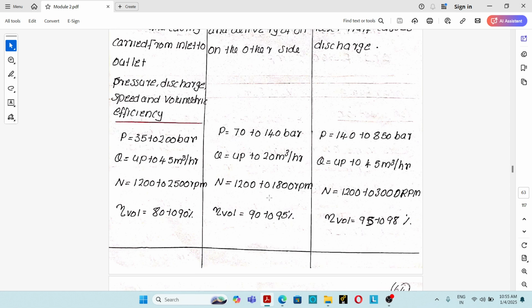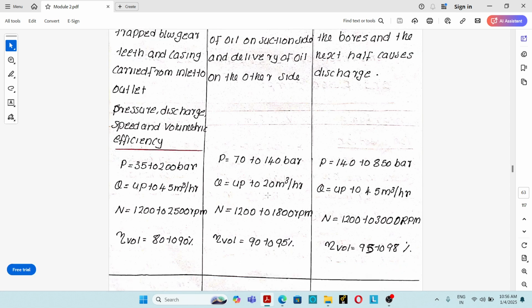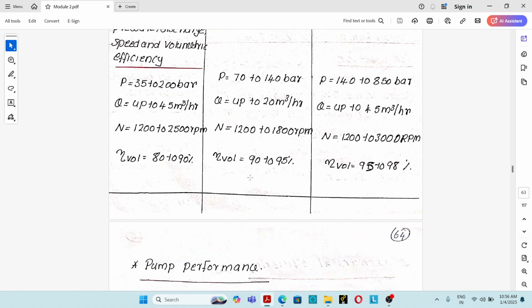So this is a comparison between the gear pump, vane pump and piston pump. This is a very important question. Usually in university examinations, they will ask: explain the comparison between gear pump, vane pump and piston pump. You have to answer in this manner, based on three points: construction, working, and pressure, discharge, speed and volumetric efficiency.